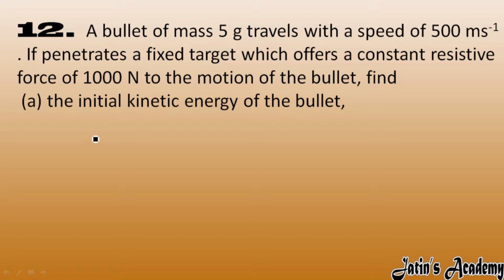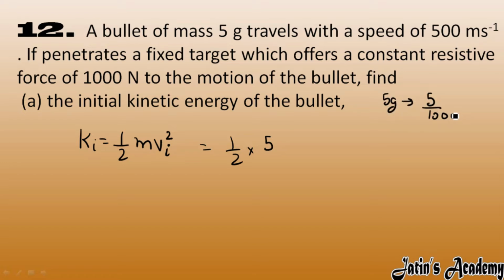So initial kinetic energy I have is half m Vi squared. Vi means initial velocity squared. Okay, so half, mass we have 5 gram converted into kilogram. So 5 gram, when I convert it into kilogram, it is 5 by 1000 kilogram, which is the SI unit. Now velocity: the bullet of mass 5 gram travels with the speed of 500 meter per second. So initial velocity we have 500 meter per second.